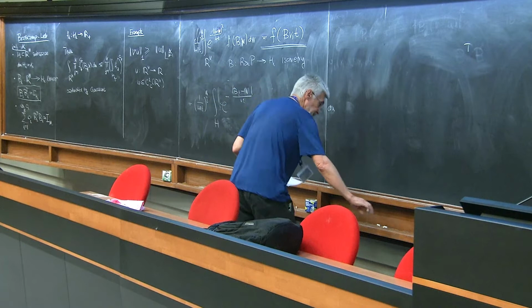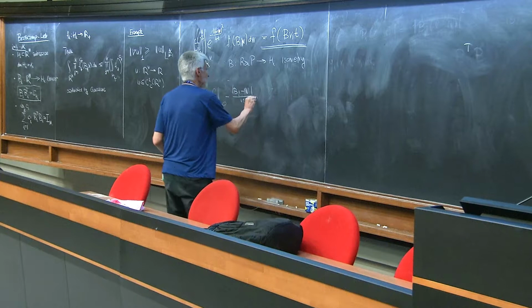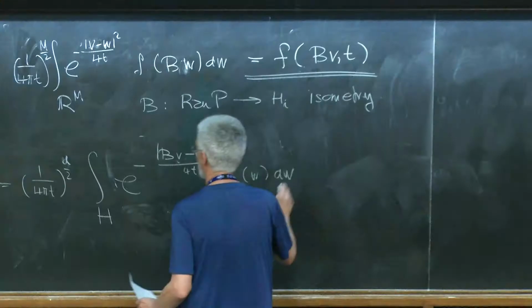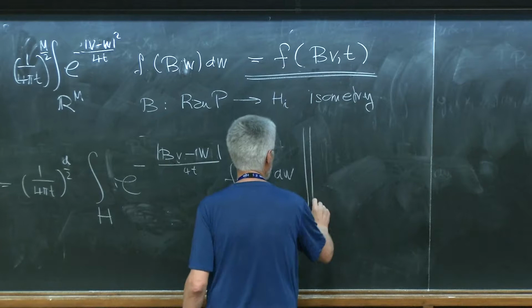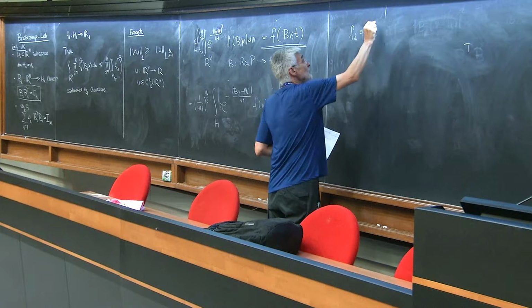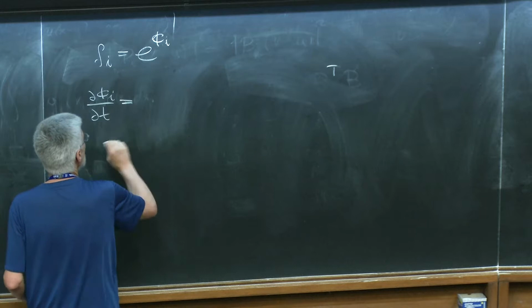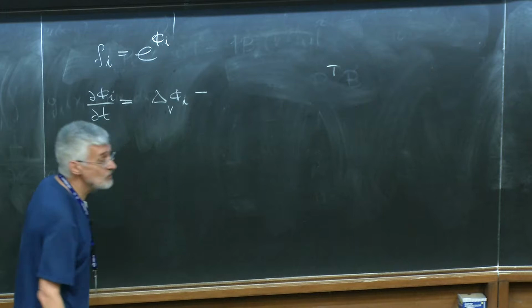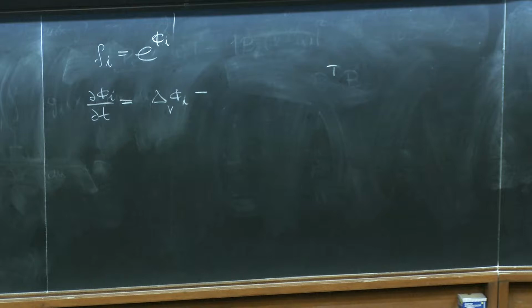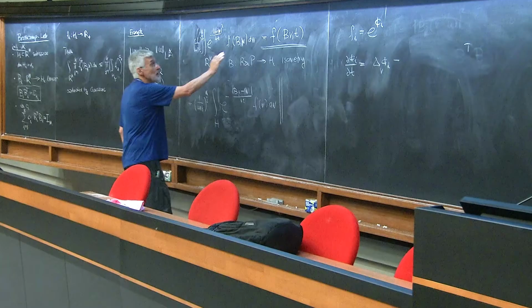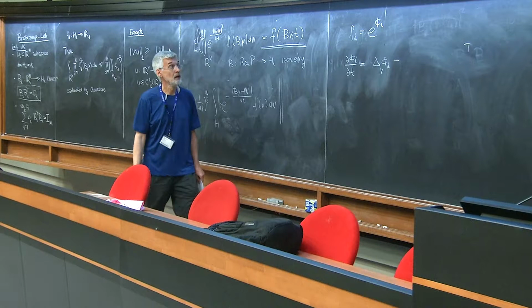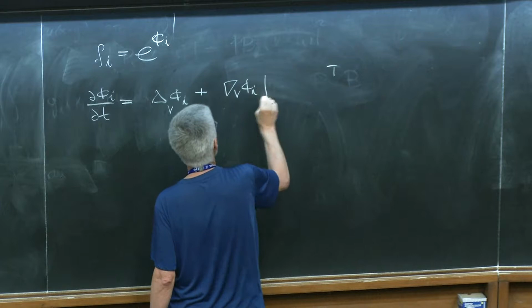Let me clean this up a little bit here. F of W. That's what we have. So now, as always, I write f as e to the phi I. So now I need the indices again, right? And remember, these are now functions which depend on t. And what you learn is that the partial derivative d phi I dt is, of course, the Laplacian of phi I. And I have to be really careful, this is the Laplacian with respect to the variable v, because that's the way I move my functions. This was my definition, remember? Okay? Plus the gradient with respect to v of phi I squared.